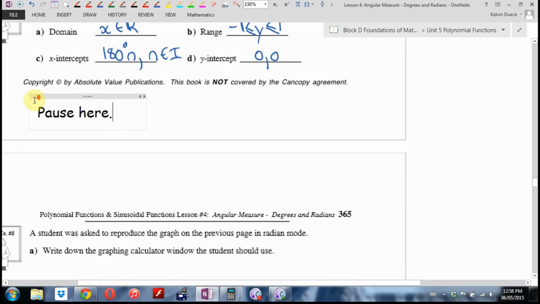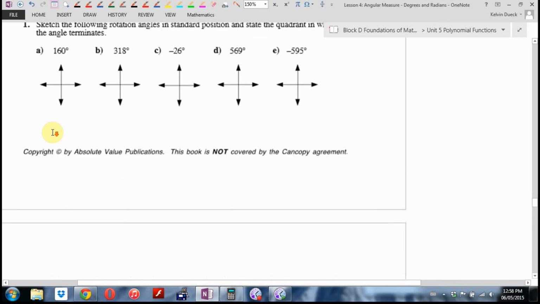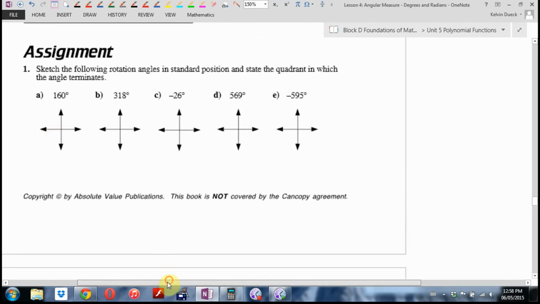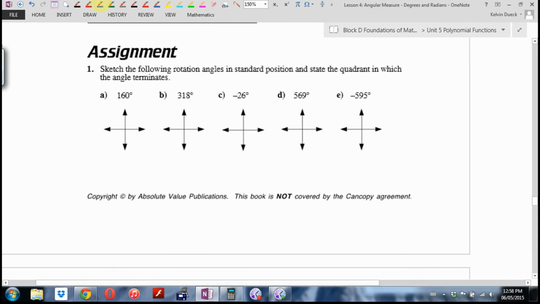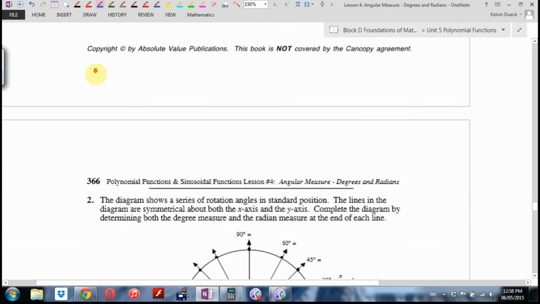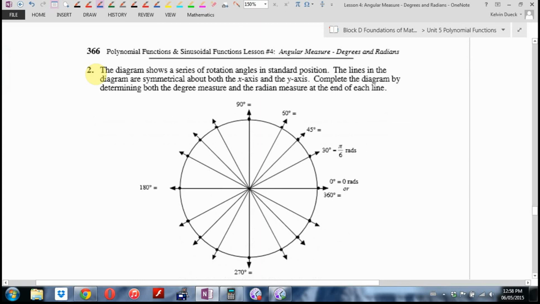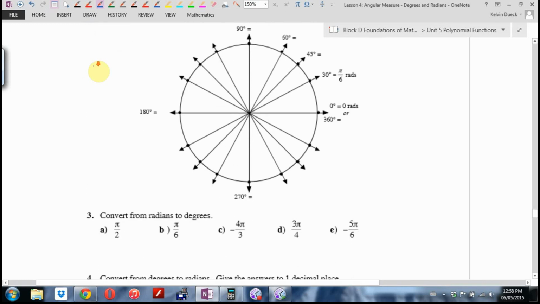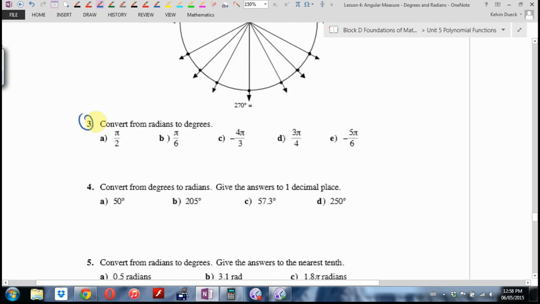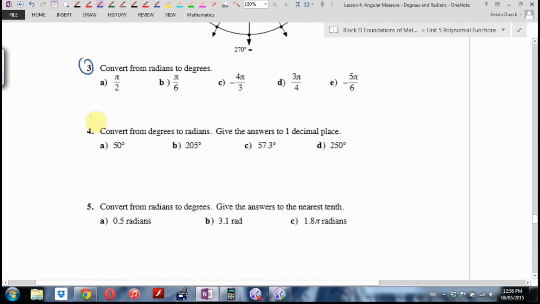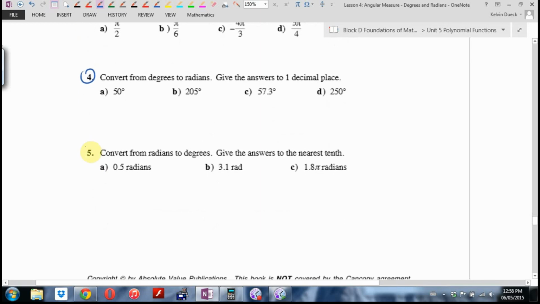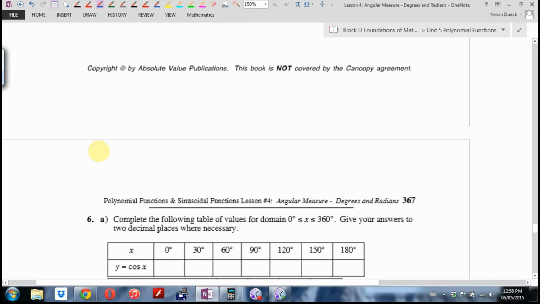We're going to pause here. For now, the questions that you can do: Number 1. Number 2. Number 3. 4. 5. No, I haven't got to the graphs yet.